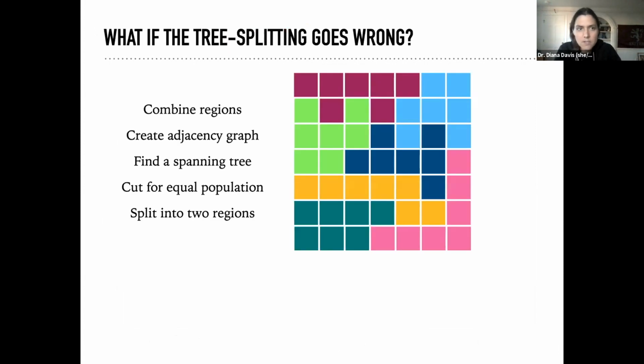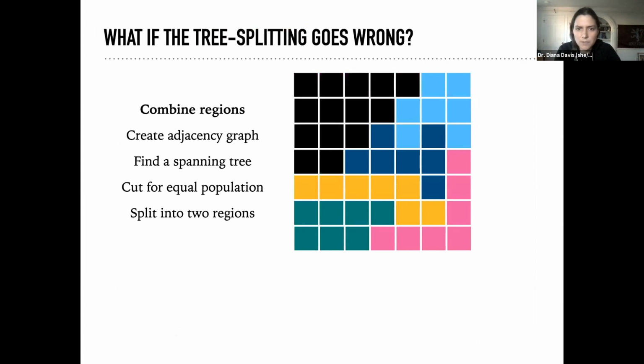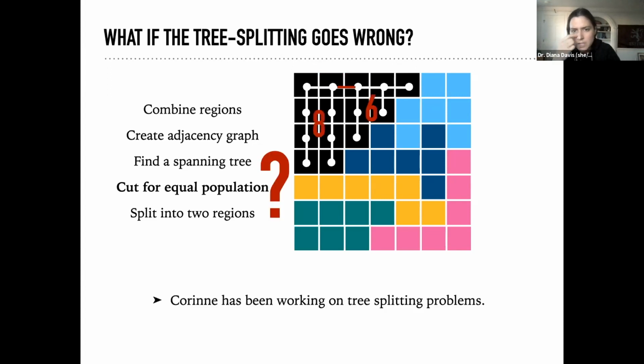Okay, so Corinne is going to talk about some pure math questions. You might ask, what if the tree splitting goes wrong? What if you merge these two districts, create an adjacency graph, find a spanning tree, and try to cut it for equal population and you can't do it?